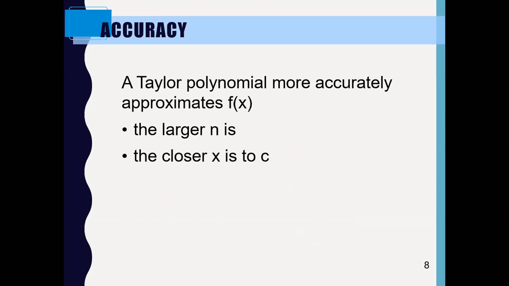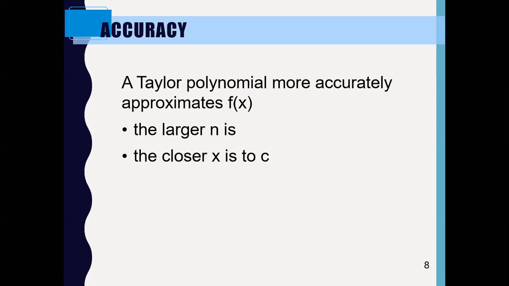So just some basic facts about accuracy. A Taylor polynomial more accurately approximates the function the larger the degree is, right? So the more terms I take, the better the approximation is going to be. But also the closer x is to the center. Remember, the center of approximation is perfect, and it starts to fall away the further I deviate from the center. So higher degree, closer to the center, you're going to have better approximations, okay?